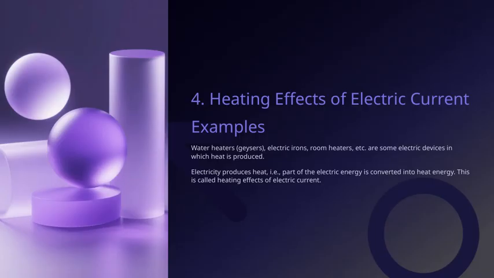Now, let's look at the heating effects of electric current. You might have noticed that many everyday appliances generate heat during their operation. For example, water heaters, also known as geysers, electric irons, room heaters, and similar devices. These are all examples where electric energy is converted into heat energy. This process is what we call the heating effects of electric current. Essentially, when electric current flows through a conductor, part of the electrical energy is transformed into heat.